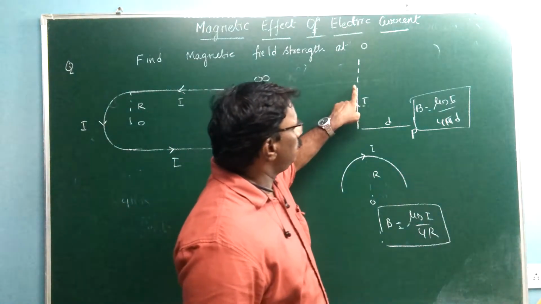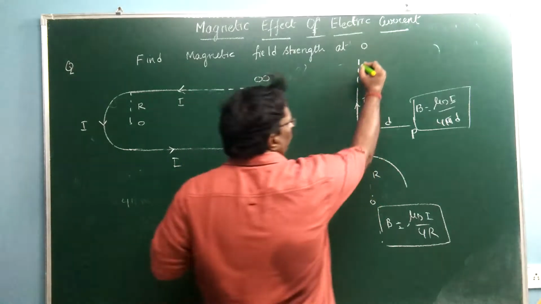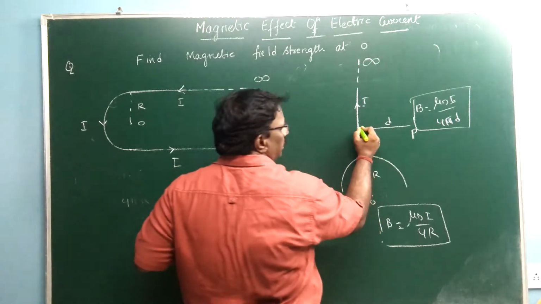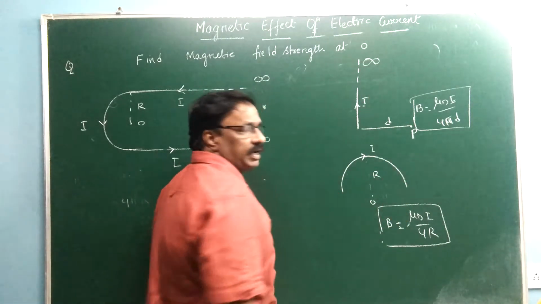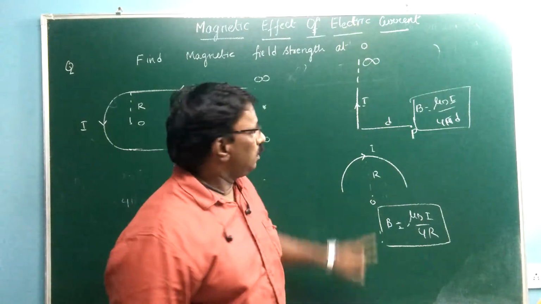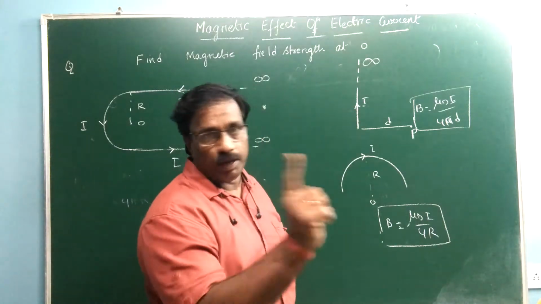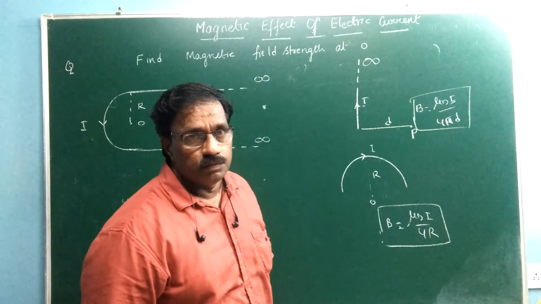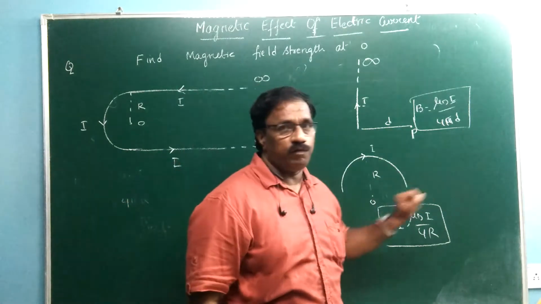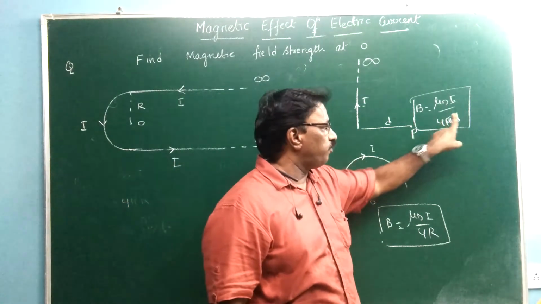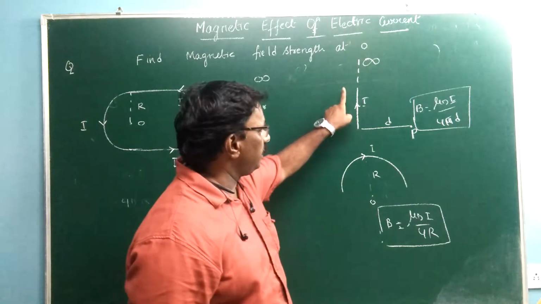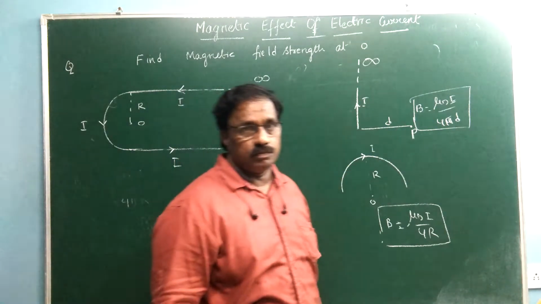Remember, this is a semi-infinite wire, and at point B you want to calculate the magnetic induction field strength, because a current carrying wire will produce a magnetic field around it. For a semi-infinite wire, the formula is B equal to mu naught I by 4 pi d. Remember, for a straight conductor, pi will come down.